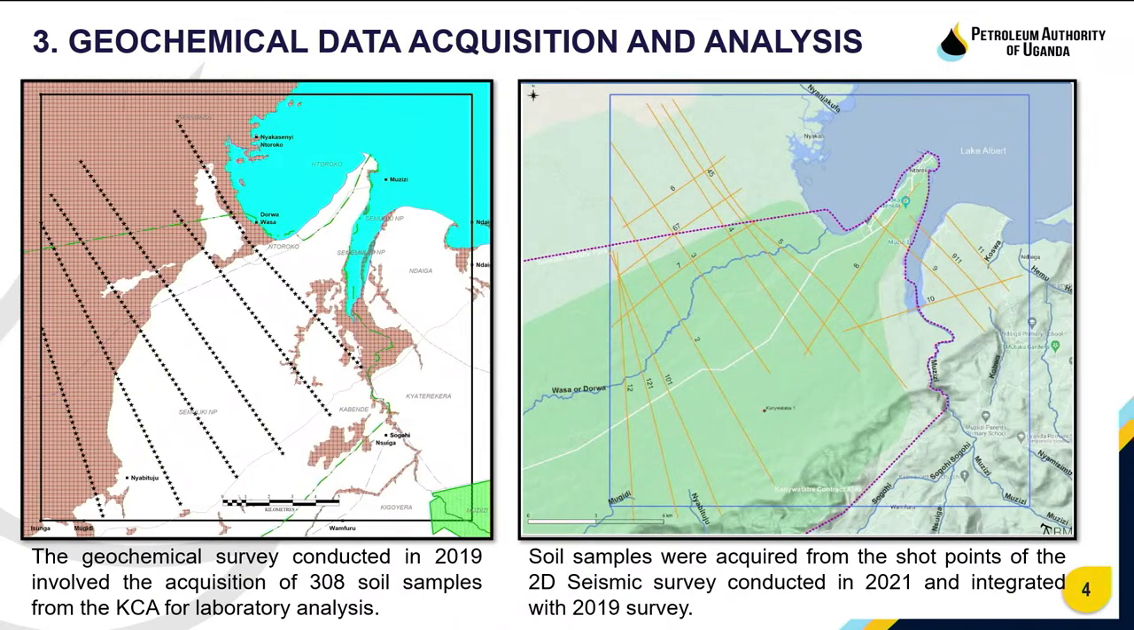These two maps, when you look at the map on the extreme right, you see the geochemical survey that was conducted in 2019 in the KCA. And this involved acquiring 308 soil samples from that block, which were taken for laboratory analysis. And these soil samples are gotten at a depth of about 0.5, what you would call the horizon B in the subsurface, and can be acquired by hand augering techniques in the field. What you see on the extreme left is the seismic acquisition that was done in 2021, and also soil samples were picked at all the shot points during this seismic survey. And the same data processing that was done in 2019 was also extended to the soil samples that were acquired in 2021.